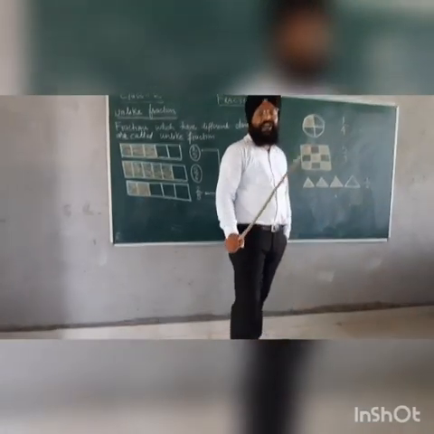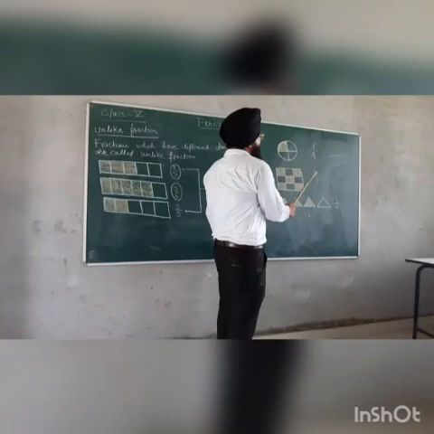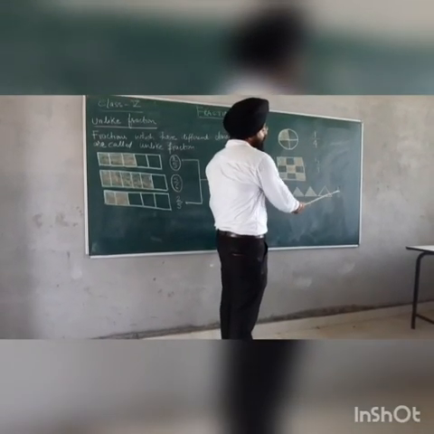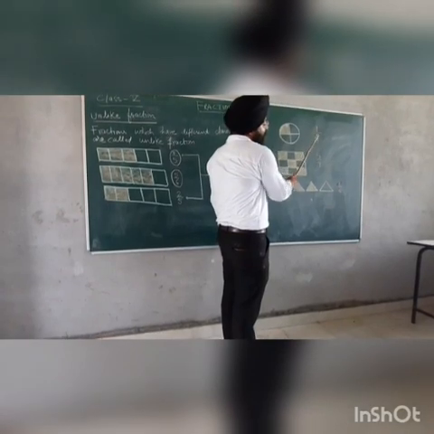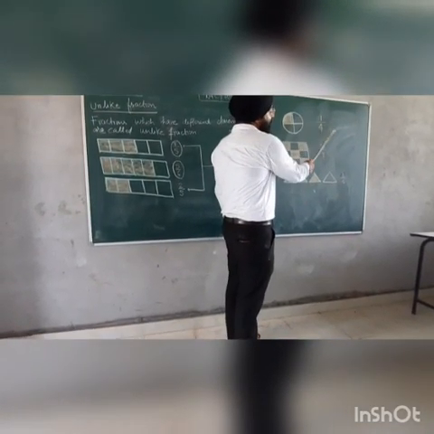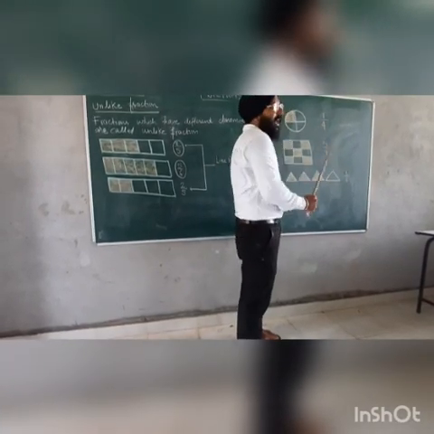Now we will see like and unlike fractions. You will notice that the denominator of the first diagram and the last diagram is 4. So they both have the same denominator. That's why these are like fractions. So 1 by 4 and 3 by 4 are like fractions.